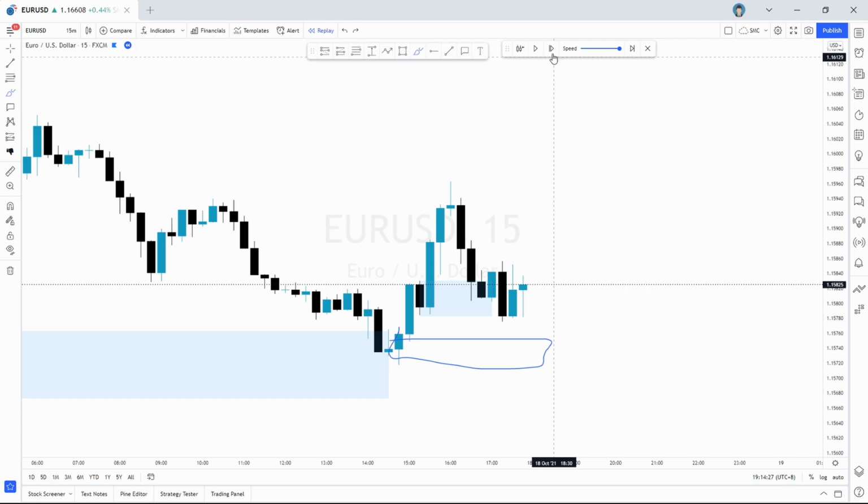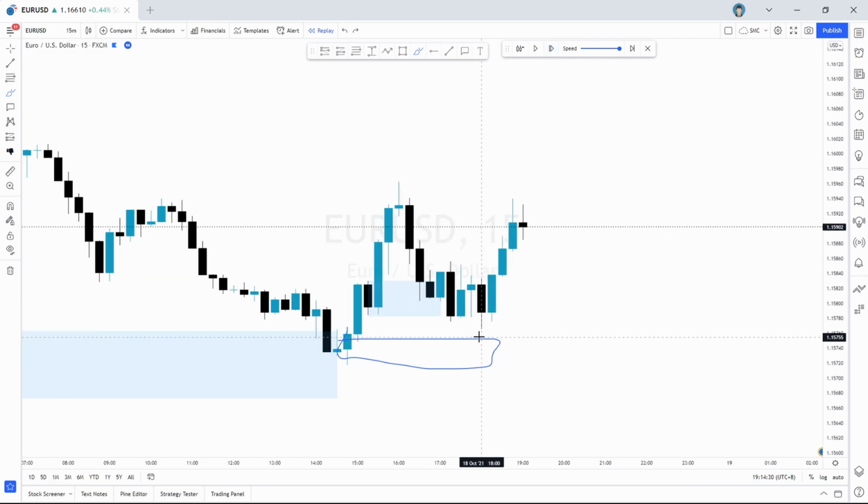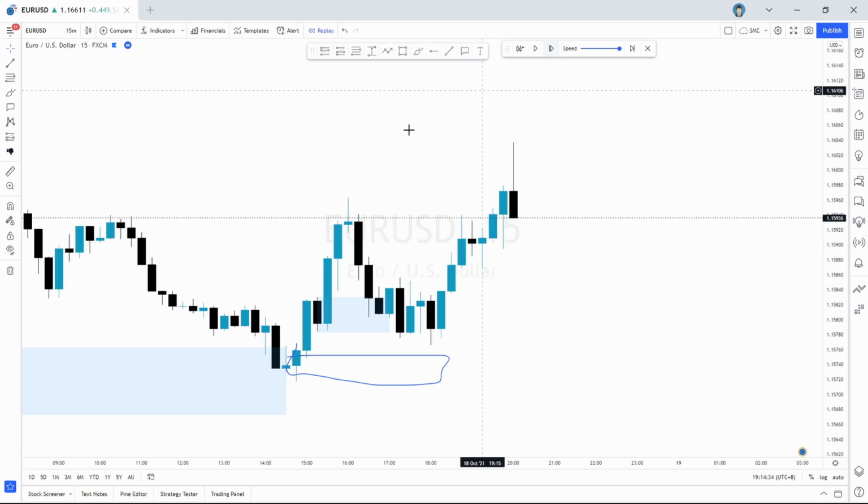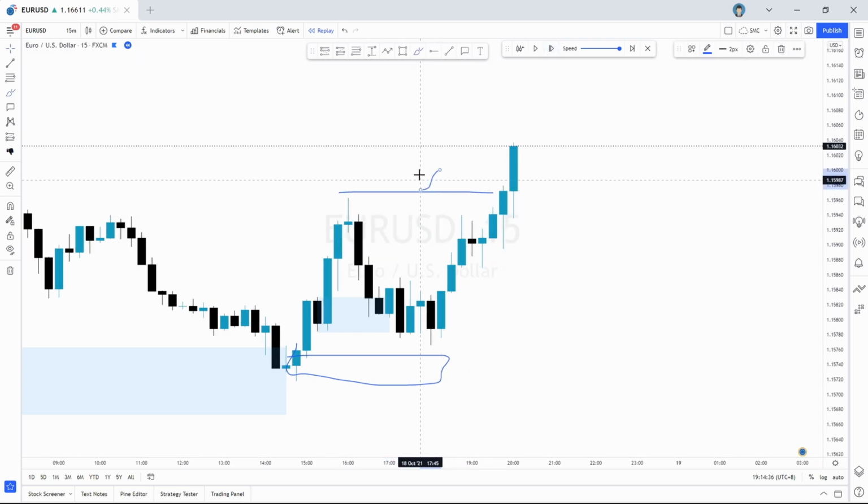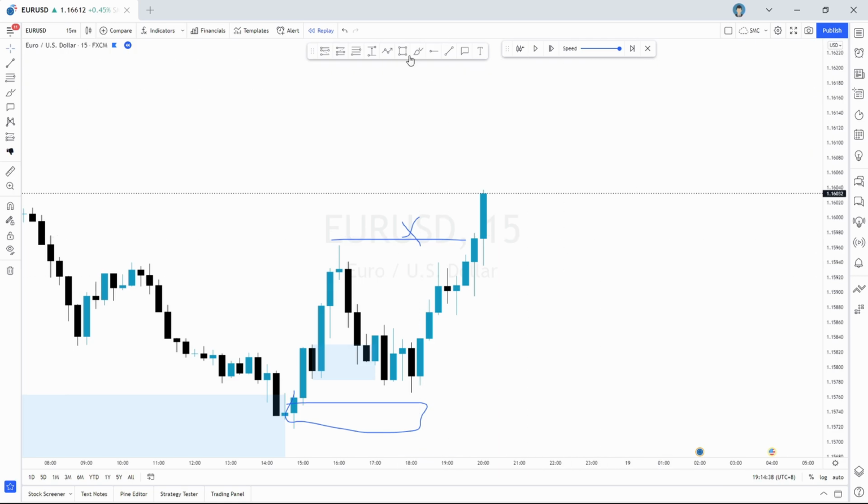And again, we have a refined zone over here. As we play it out, it didn't really tap. So I got 2 losses over here. Then we look for re-entries again. As you can see, it broke the structural point over here. It's the same thing again, rinse and repeat.